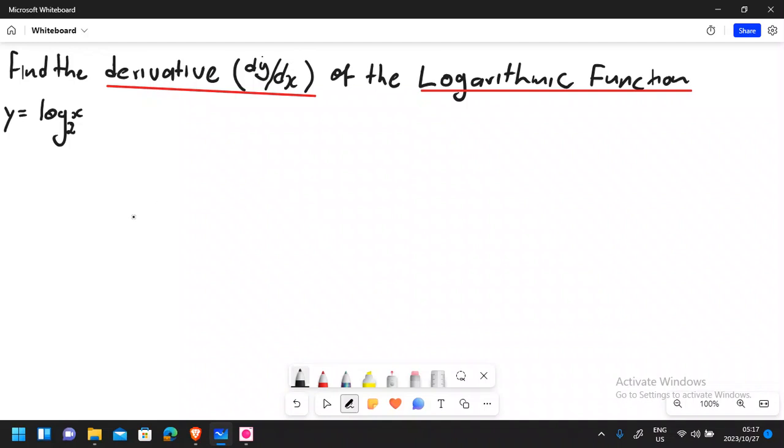Today in this video we'll be deriving, or finding, the derivative of the logarithmic function. So guys, we have done derivatives of other functions so far. We've done the standard derivative, deriving from the first principle, and we have also done the exponential derivative. So you can watch these videos.